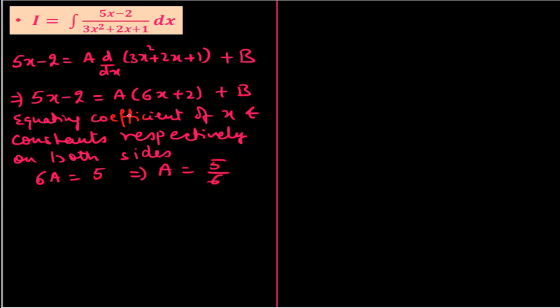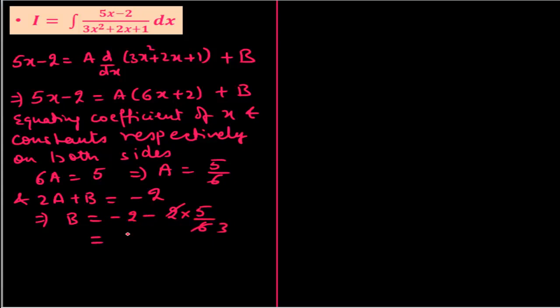Now compare the constants. On the right hand side constant is twice of a plus b. So twice of a plus b is equal to the constant on the left hand side, which is minus 2. Because we already know what a is, we can shift it to the right side and solve for b. So minus 2 minus twice of a, and what is a? It is 5 by 6. So cancelling out 6 with 2 and then further taking LCM, 3 into minus 2 is minus 6. So minus 6 and minus 5, 11 over 3 it is.